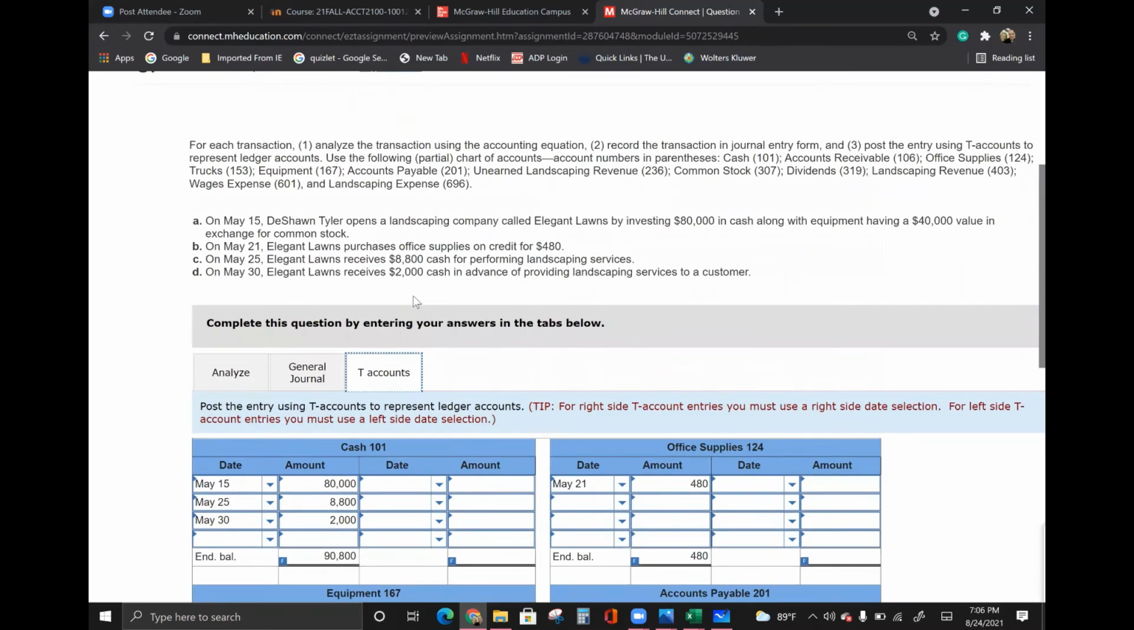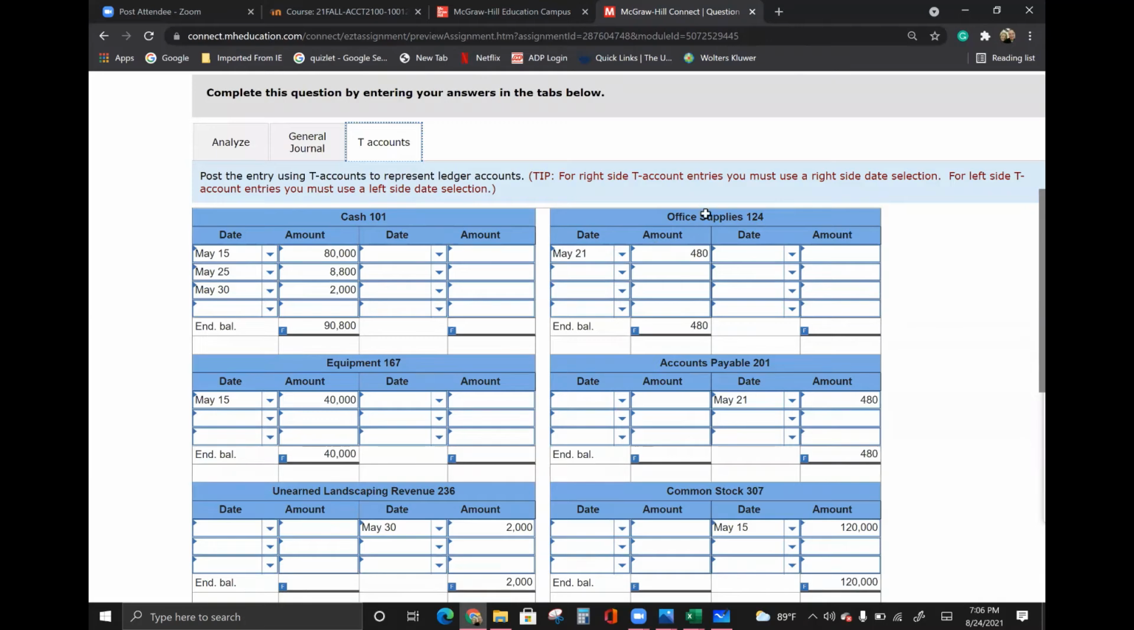All right, the next transaction when we did purchases of office supplies, $480 on credit. Now we have office supplies. We set that account up. On the left is our debit, $480. Now we should have an offsetting credit. We didn't spend cash yet. It's on credit, so it's accounts payable. So now we have the accounts payable T account. On the right is my credit, $480.